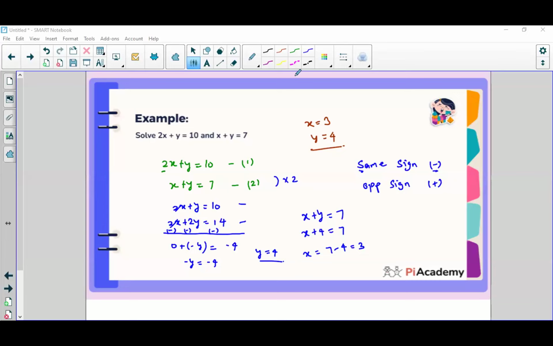And as I told you at the very start, it's your choice whether you want to eliminate any one variable. You want to eliminate x, you want to eliminate y. So accordingly, you have to work. Okay, guys? Cool. Very good.